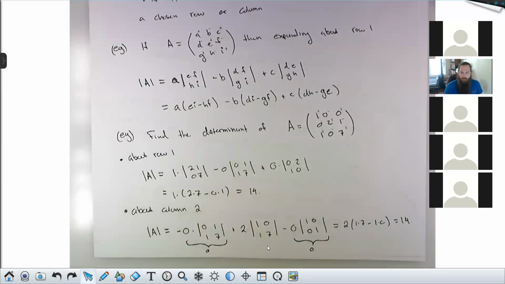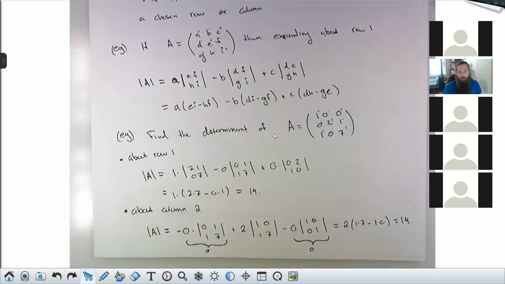So, isn't the second row 1, 0, 1? The second row in what? In the matrices. So in this matrix? Yeah. So the second row is this guy. But we're expanding about this column. Oh, okay. Yeah, we're going about a column here.